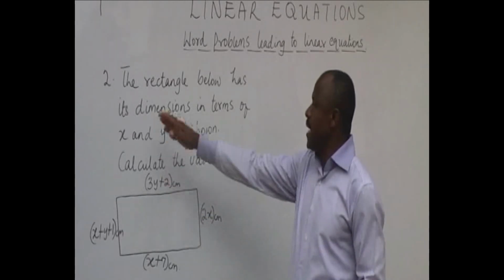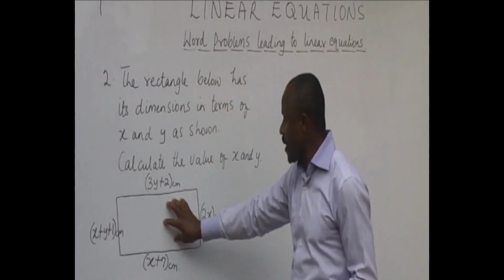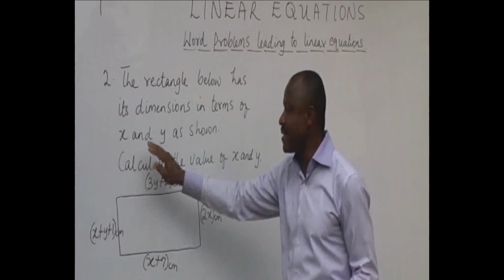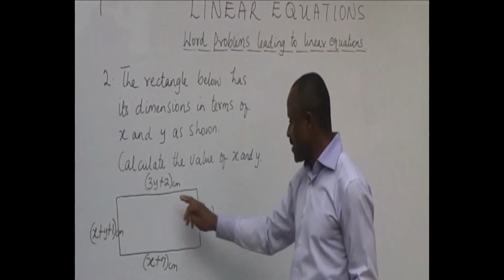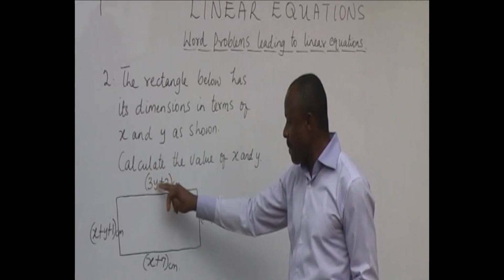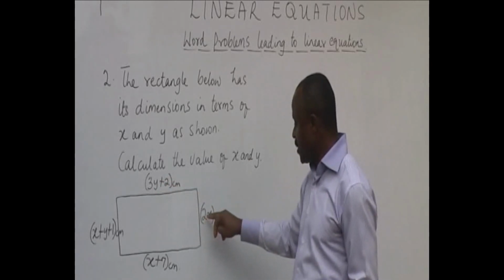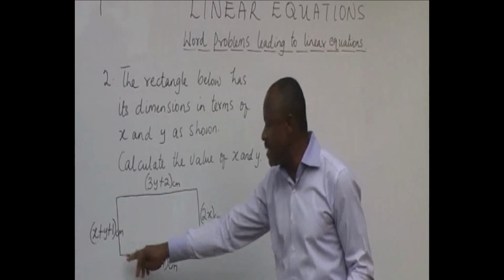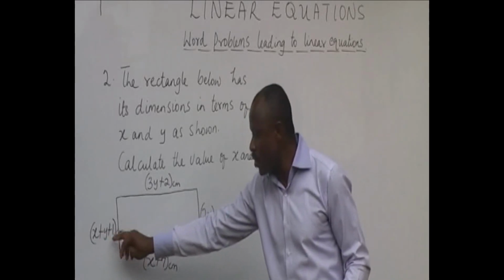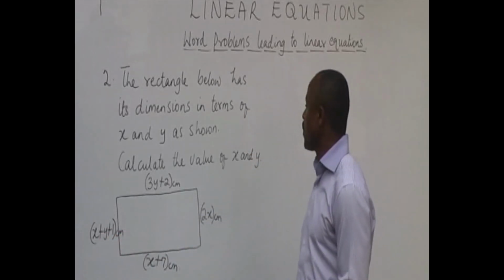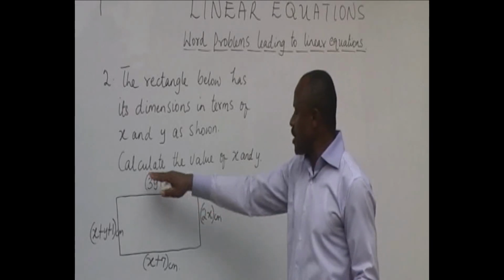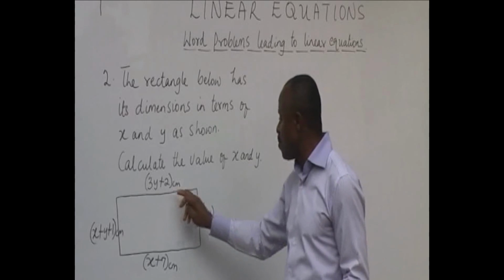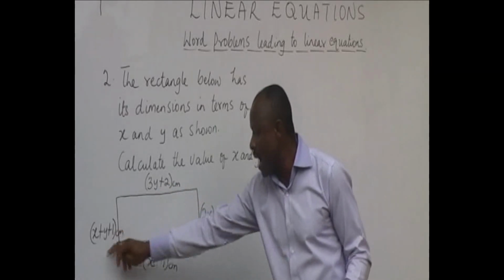It says the rectangle below has its dimensions in terms of x and y as shown. You can see the dimensions. This one is 3y plus 2. This is 2x centimeters. This is x plus 7 centimeters. And this is x plus y plus 1 centimeter. Now the question says we should calculate the value of x and y as could be found in the dimensions.